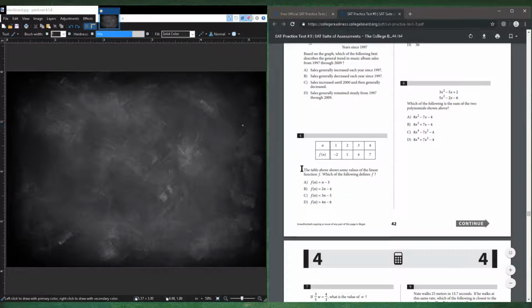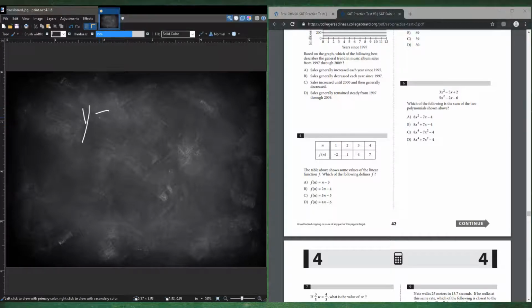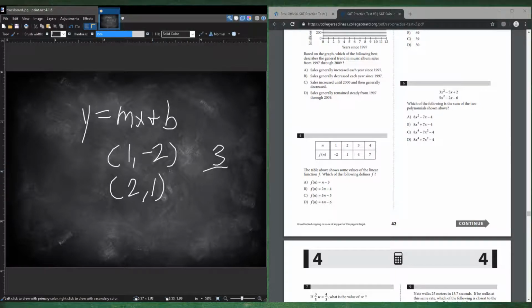The table above shows some values of the linear function f. Which of the following defines f? Since this is a linear function, it must go through an equation like this: y equals mx plus b. So what we could do is first find the slope. Let's choose two points. So we have (1, -2) and (2, 1). Let's subtract that. So 1 minus -2 is 3, and 2 minus 1 is 1. So the slope is 3, so m is equal to 3.